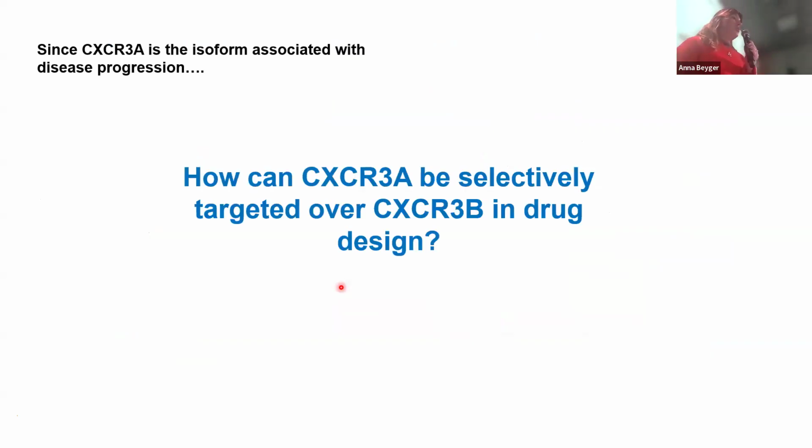So now that we've looked at it, as I said before, CXCR3A is the receptor associated with disease progression, so this is the isoform that we want to inhibit. We asked ourselves the question: how can CXCR3A be selectively targeted over CXCR3B in drug design?